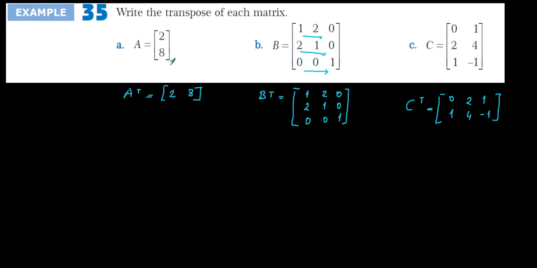Here there are 2 rows. This is a 2 times 1 matrix, but the A transpose should be a 1 times 2 matrix. Here this is a 3 by 3 matrix, so it's going to be a 3 by 3 matrix again. And this here is a 3 by 2 matrix. It becomes a 2 by 3 matrix. As you see, the dimensions switch their places. 3 by 2 becomes 2 by 3 in A transpose.